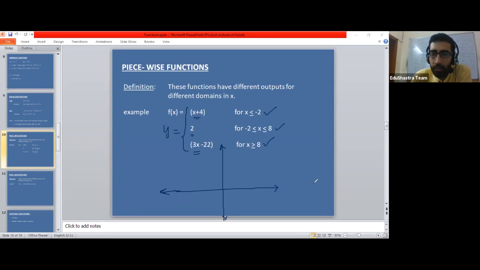I didn't understand your question, Archer. f of x equal to 0 simply means that the function is intersecting the x-axis at a certain point. Whenever the function intersects the x-axis, at that point, f of x is equal to 0.